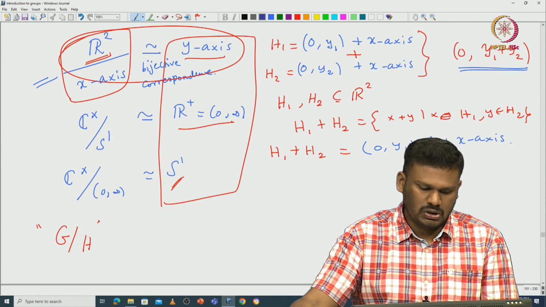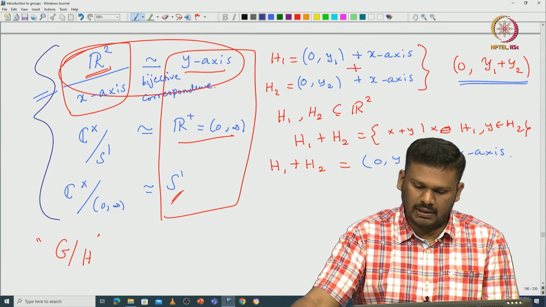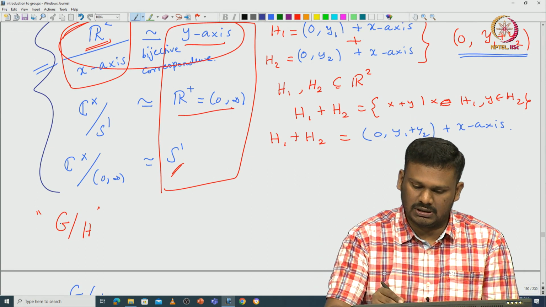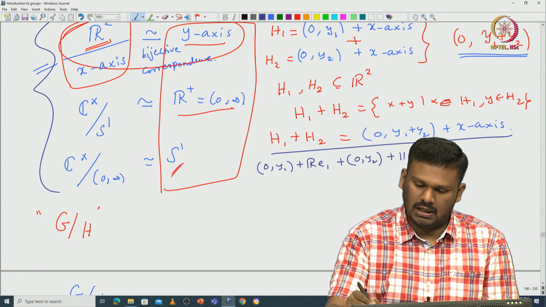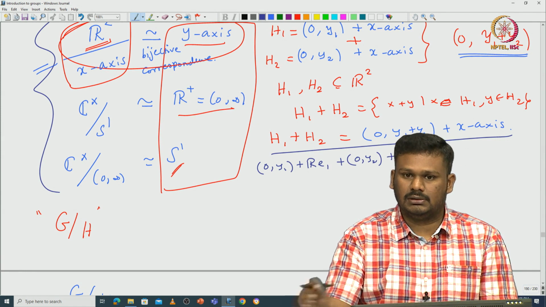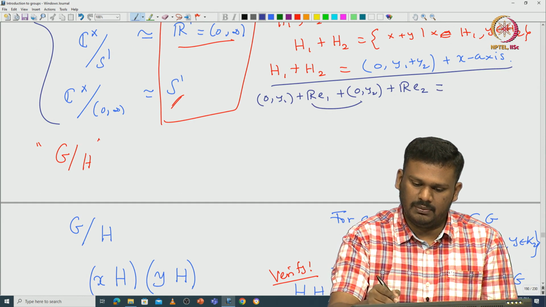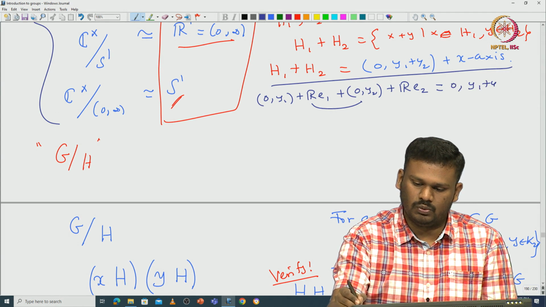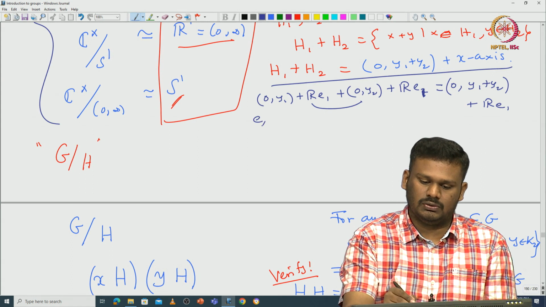You can work out details here, but unfortunately all these examples are abelian examples. But you can still see what computation you are doing here. You are basically taking (0, y1) plus r e1 and then adding it with (0, y2) plus r e2. Then you can see that these two can be interchanged. So, this is (0, y1 plus y2) plus r e1, where e1 is just (1, 0).